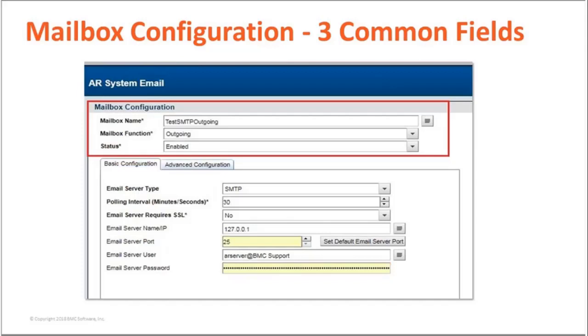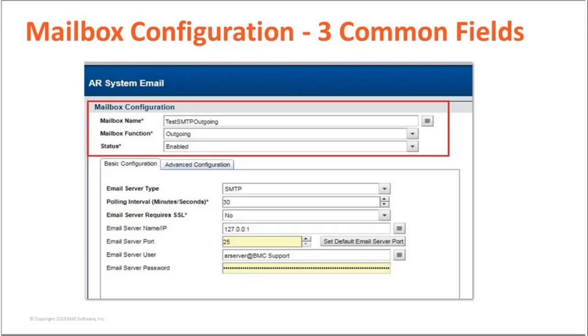The next field is the mailbox function. Here you specify either incoming or outgoing. Setting the mailbox function value for incoming or outgoing determines the visibility of certain fields displayed on the Advanced Configuration tab we'll see in a moment. And the third common and required field is status. In short, status turns on or off the mailbox. So select Enable to activate the mailbox to process your outgoing notifications or incoming emails, depending on the mailbox function.